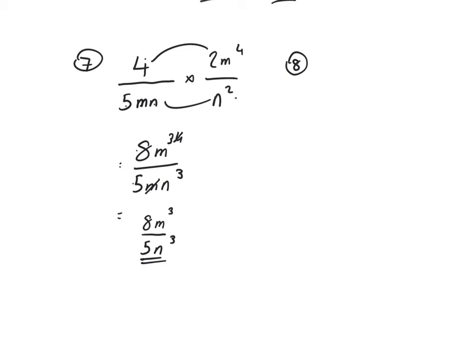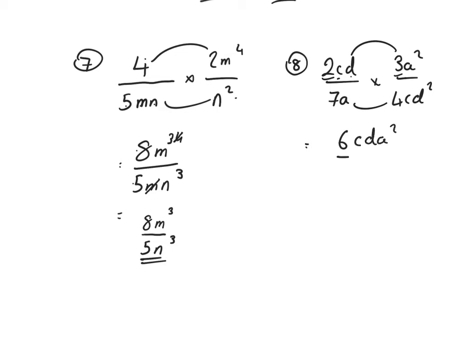Okay, example 8. 2cd divided by 7a times 3a squared over 4cd squared. Okay, so let's put them together. 2 times 3 is 6. cd times a squared, well, it's just cda squared. 7 times 4 is 28, and it's a times c times d squared.